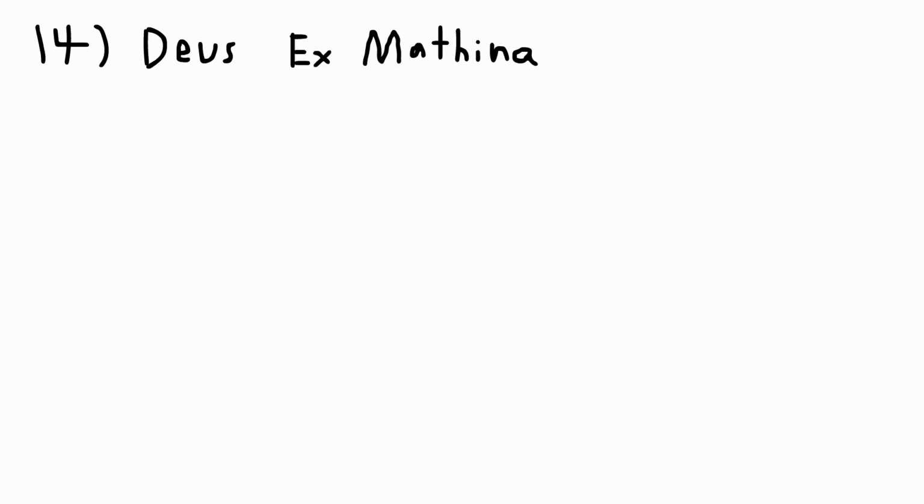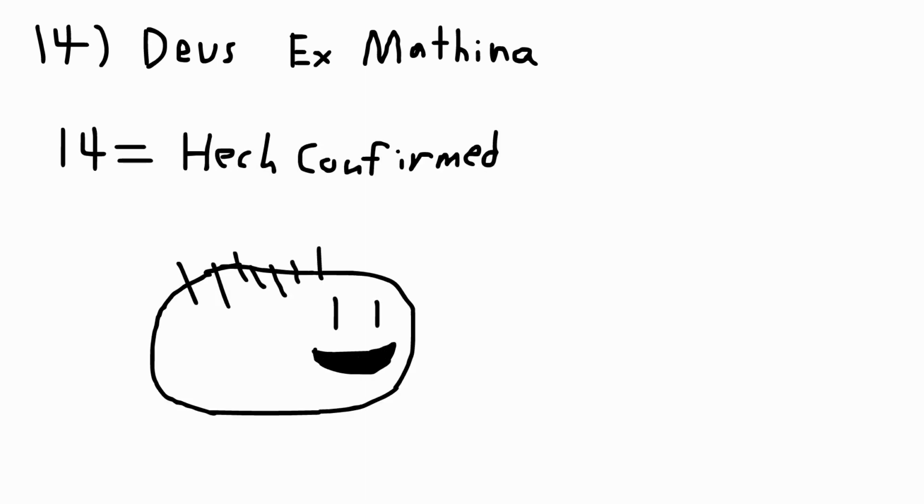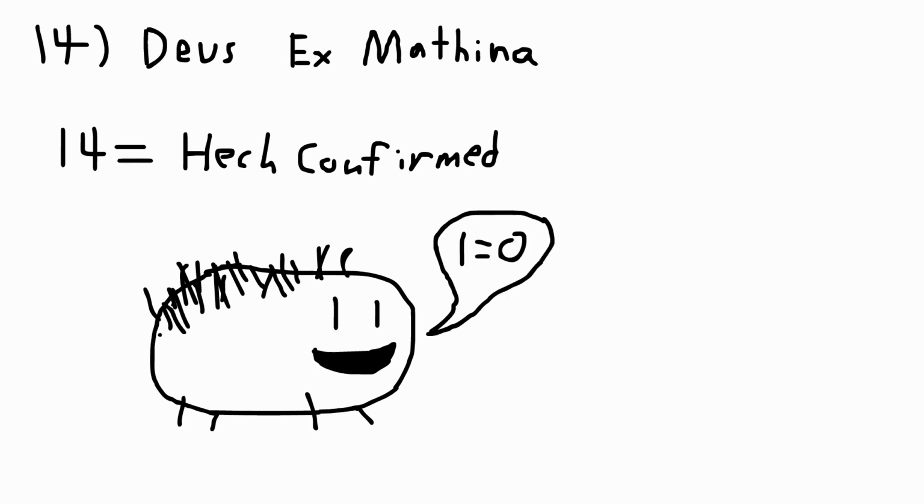Deus Ex Mathina. This is the 14th proof. 14 is Hetch confirmed. Hetch says that 1 equals 0. We all worship the great god Hetch, so 1 must equal 0.